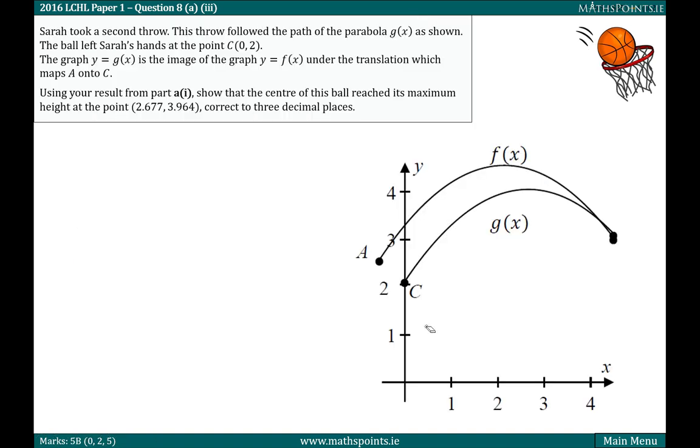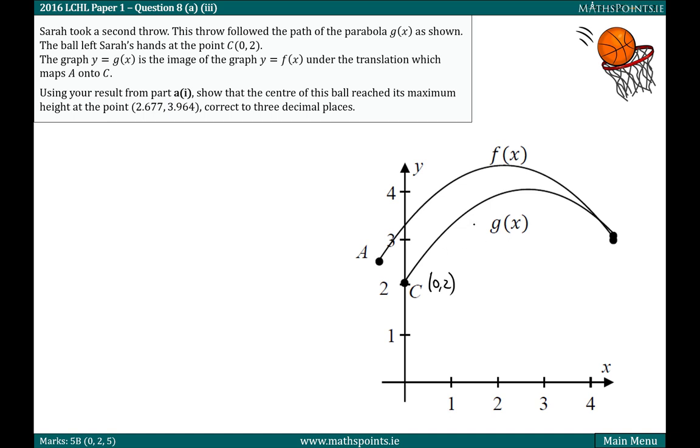Okay, so in this second part of the question, we're told that Sarah threw the ball again. This is her second throw. This time she threw it from a different place. She threw it from 0 to this point C. The curvature, or the curve of the function, is exactly the same as the original function. It's just that it's been translated. It was thrown from a different place, but it has the same shape as the original function. It's just obviously started at a lower point.